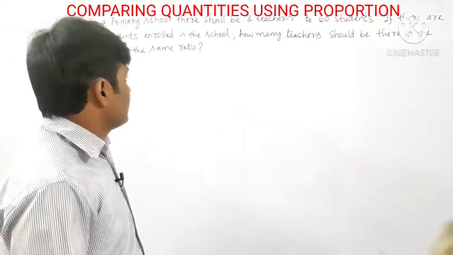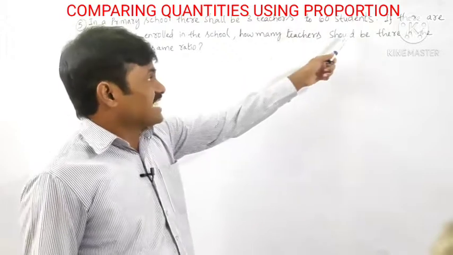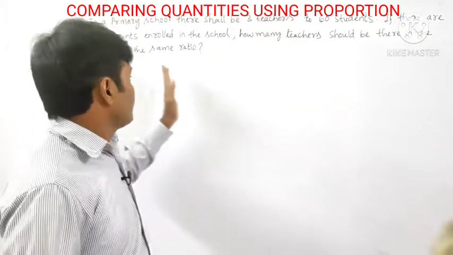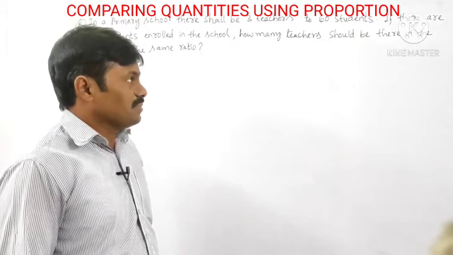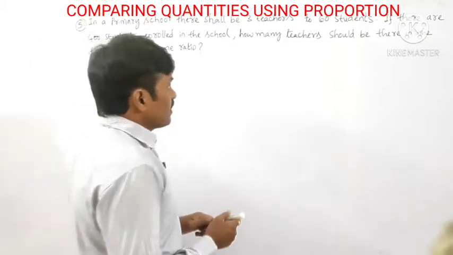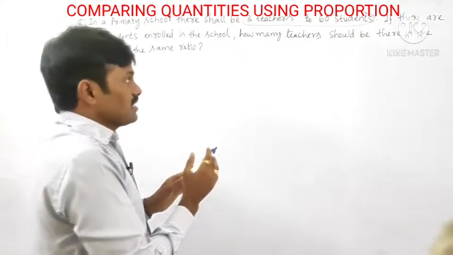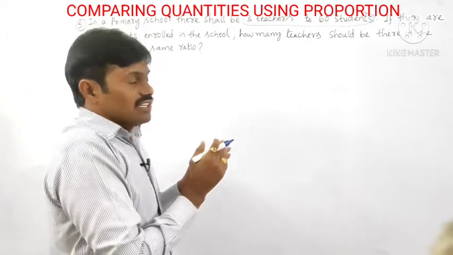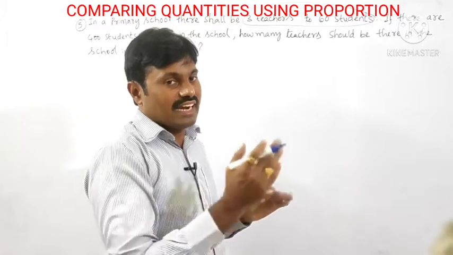In a primary school there shall be 3 teachers to 60 students. That means for 60 students there will be 3 teachers, and if there are 400 students enrolled in that school, how many teachers should be there in the school in the same ratio? So here for 60 students they have given 3 teachers. That means the ratio is 60:3.